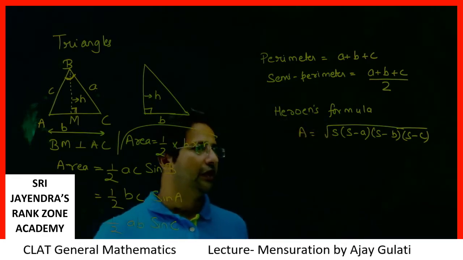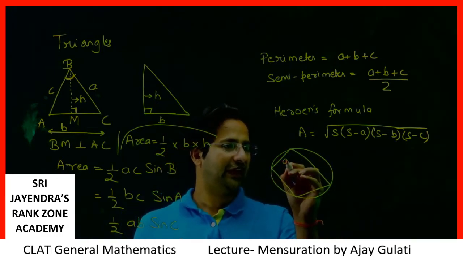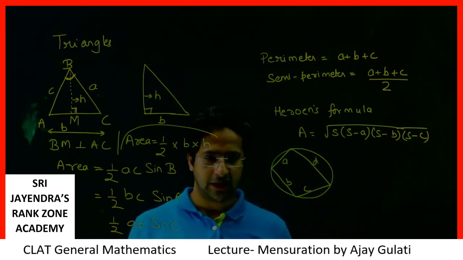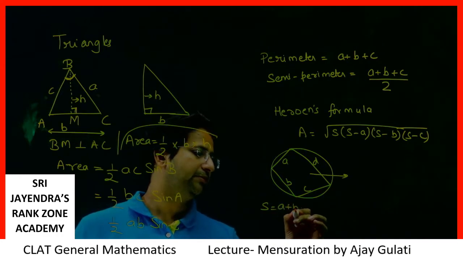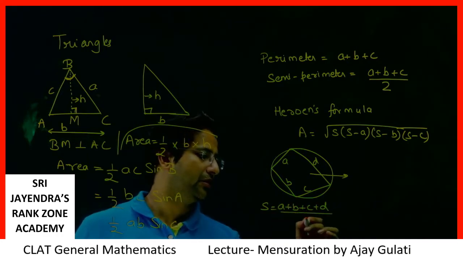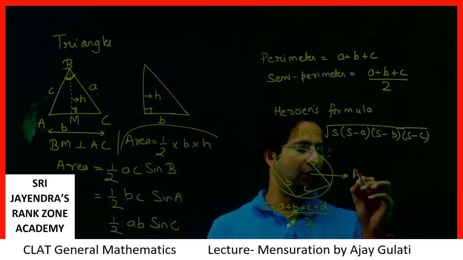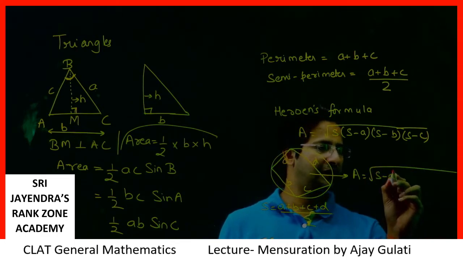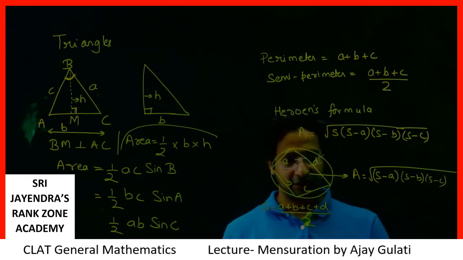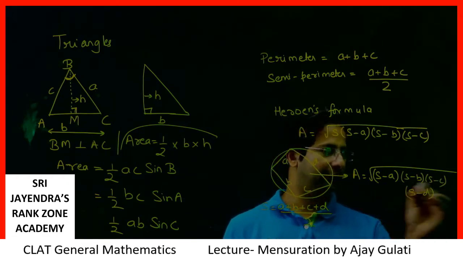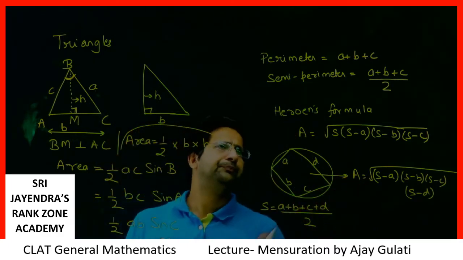And one more very good thing is, students, if you have a cyclic quadrilateral like this, its sides are A, B, C, D. Then its area will be, first of all, here the S will be A plus B plus C plus D by 2. The next thing, its area will be what? Under the root S minus A, S minus B, S minus C and last S minus D. All of this under root. This is getting multiplied. Just note down this formula. This can be useful many times.